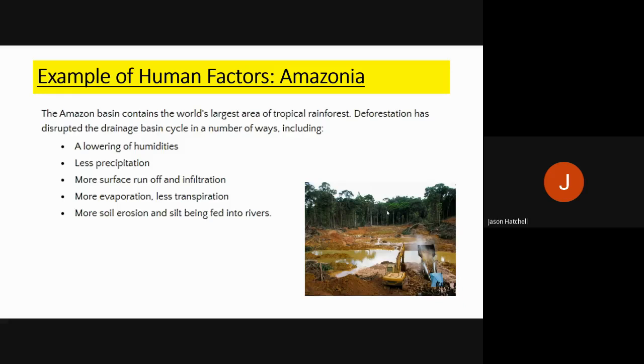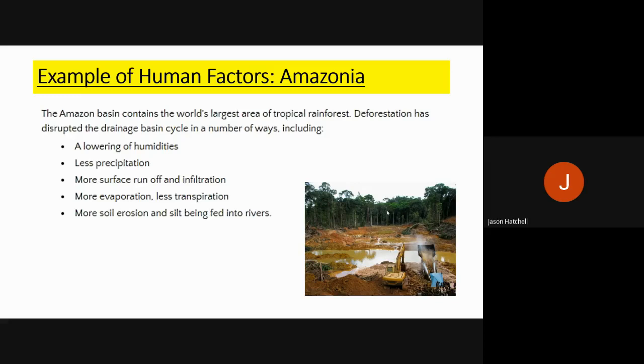Now let's just then also think about the Amazon as an example of this. The Amazon is a place where obviously deforestation has taken place on a dramatic scale over the last 50 or 60 years. So what we've actually seen in the drainage basin cycle is a lowering of humidity, less precipitation, more surface runoff, more infiltration, more evaporation, less transpiration because there's less trees, and more soil erosion because the soil is exposed.